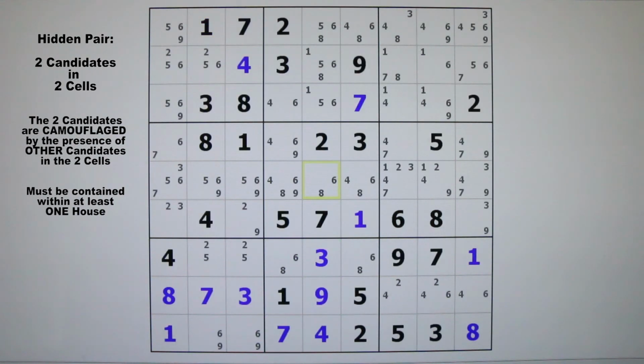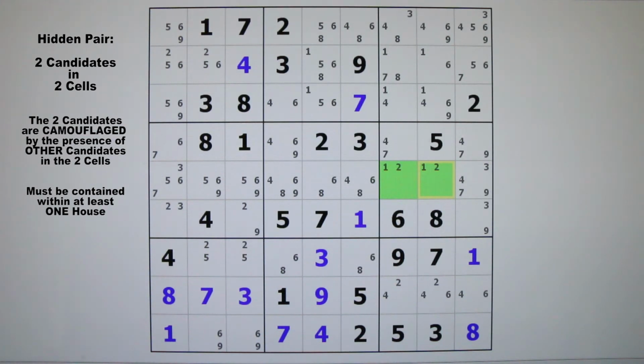Let's take a look in row 5, and we see that there are only 2 candidate 1s and only 2 candidate 2s, and they lie in the same 2 cells. So that is a hidden pair. Because they don't occur anywhere else in that row or the block, we can eliminate the other candidates from those 2 cells. We can eliminate the 3, the 4, and the 7, and we can eliminate the 4 and the 9.